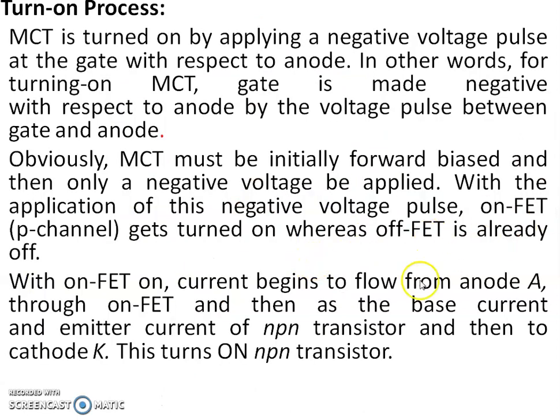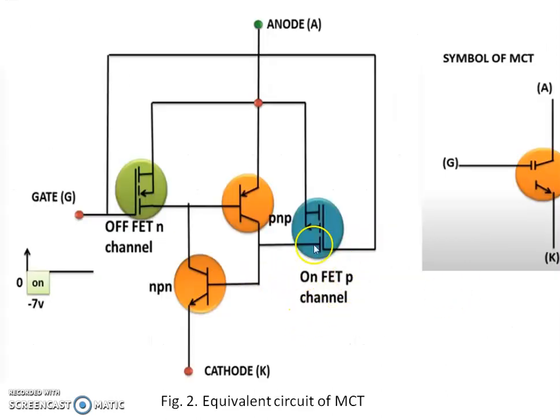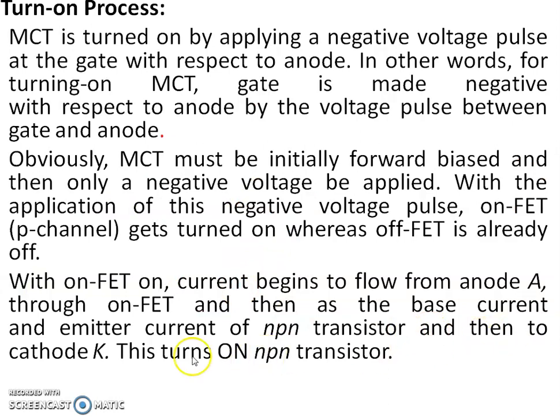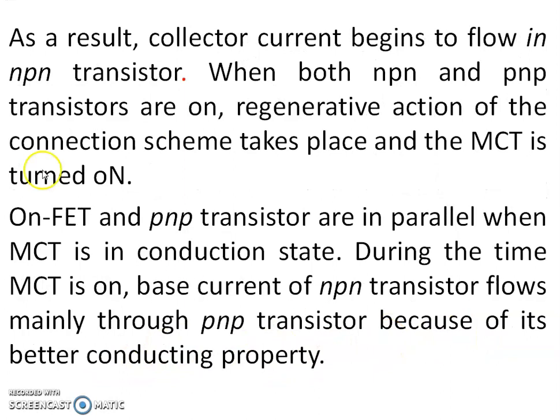Now because of the negative voltage, with the on-FET on, the current begins to flow from anode A through the on-FET, through the gate. So now the NPN transistor is getting turned on. This will turn on the NPN transistor. As a result, the collector current begins to flow in the NPN transistor.